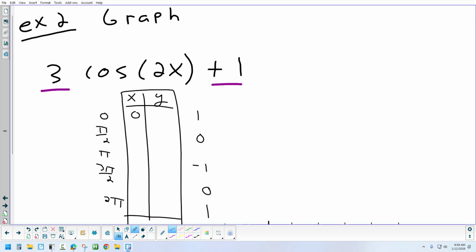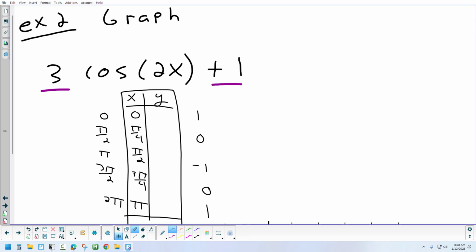That gives us 0, pi over 4, pi over 2, 3 pi over 4, and pi. That's what you get when you divide all the x's by 2. Yes? Why would we divide and not multiply?